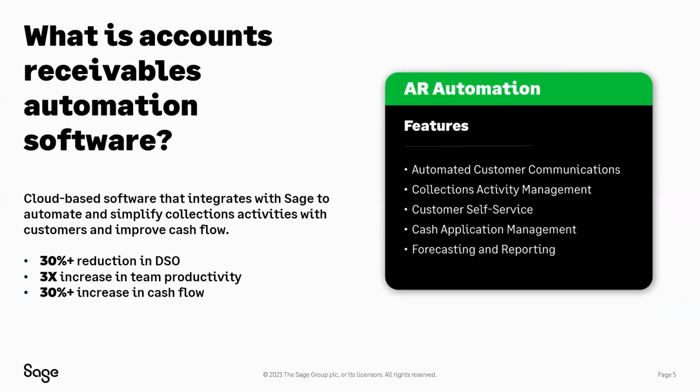What is accounts receivable automation software? We really boil it down into 5 different segments. One is those automated customer communications going out to your customers. The other thing is being able to provide the collections activity management for that collector. A lot of times people are using that Excel spreadsheet to prioritize who to reach out to. Maybe you're looking at the 121-day plus column of an aging spreadsheet and reaching out to those people.